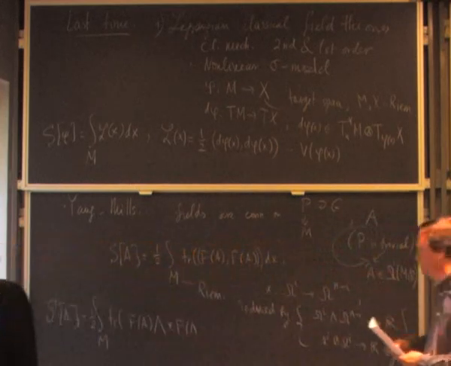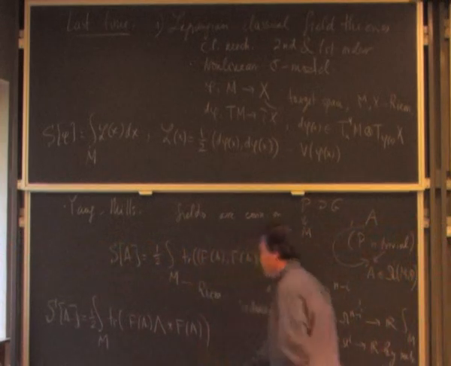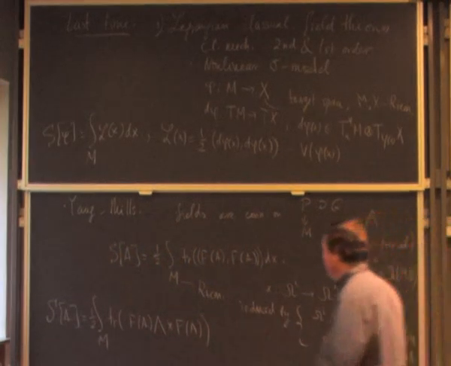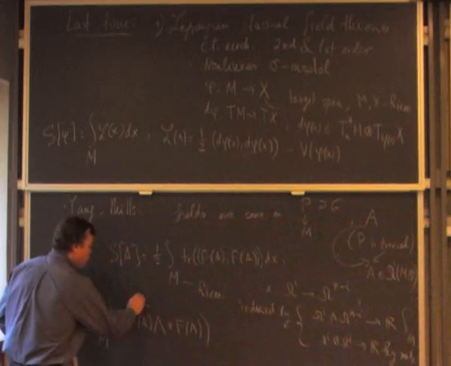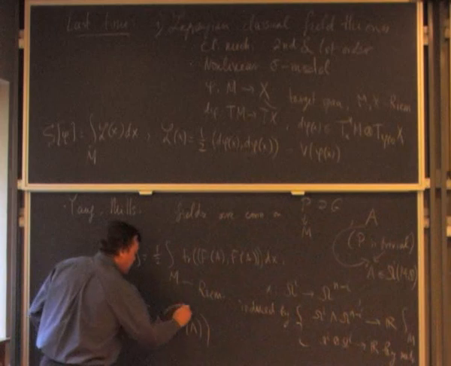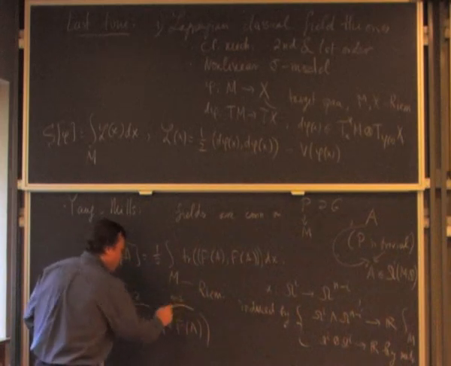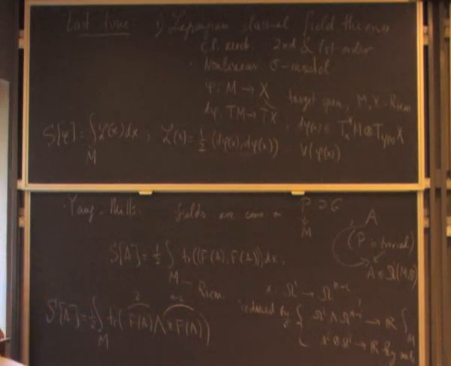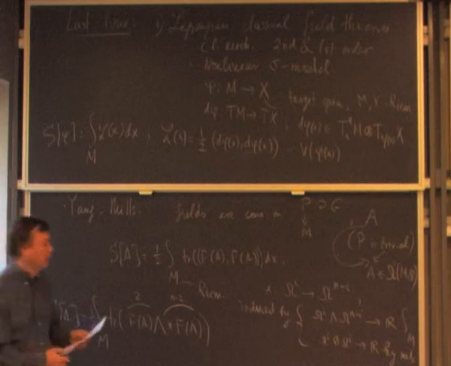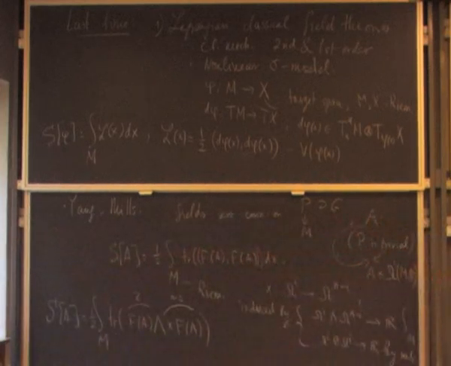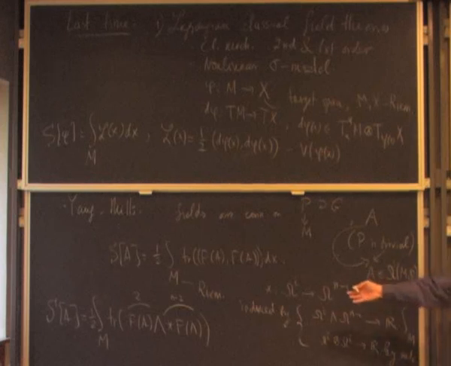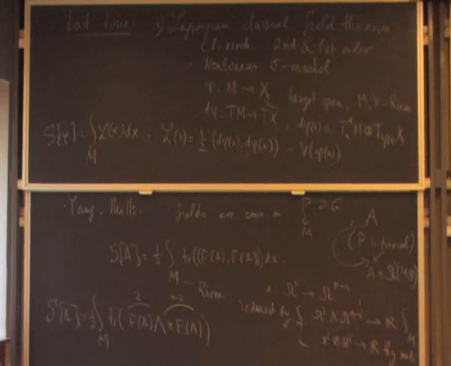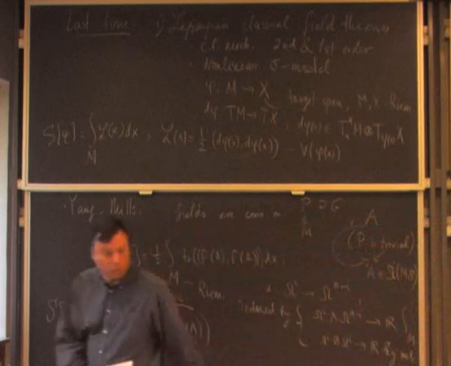In this case, you see that F of A is a two form, star F of A is an n minus 2 form, and the wedge product is an n form, so you can integrate it over M. And then the next example was Chern-Simons. You see, in order to define this action, you really need a Riemannian structure. I'm just repeating the last lecture for those who came later.